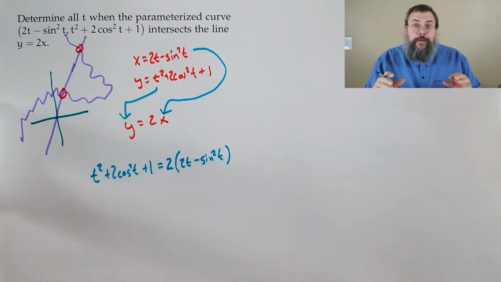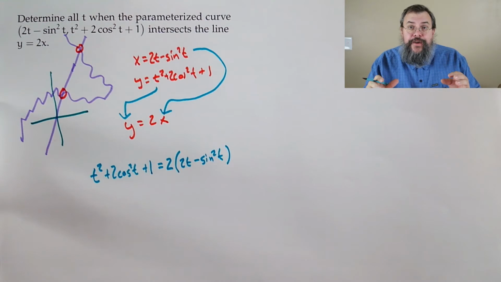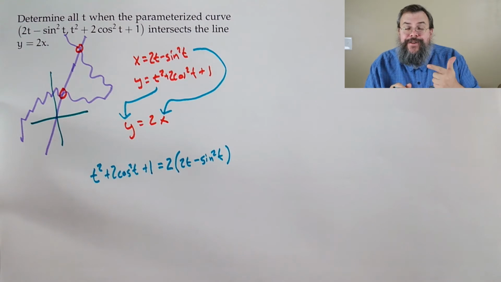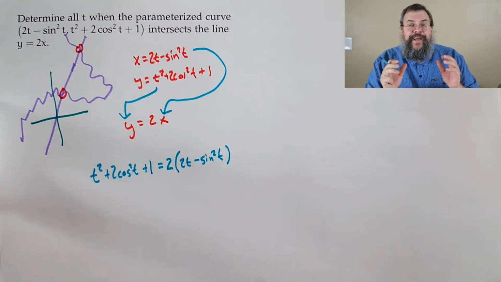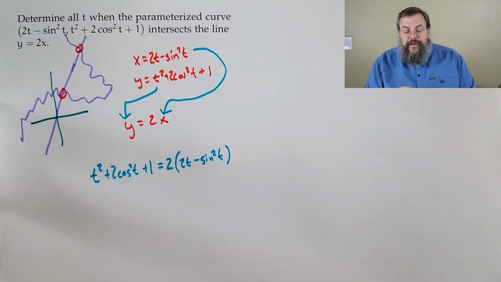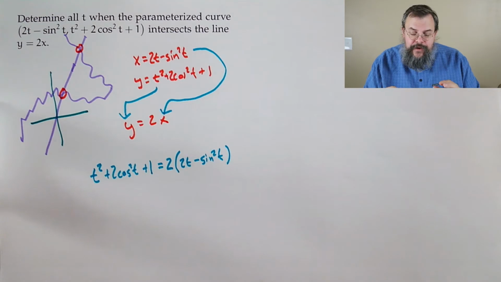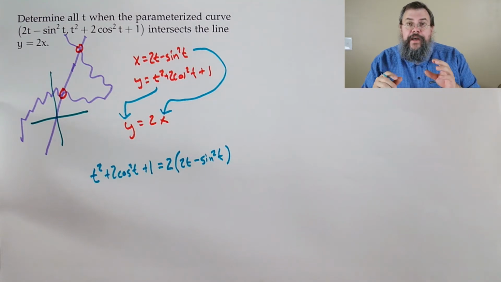Now at this point, we might be getting a little nervous, because what do we see? Well, we see polynomial and trigonometry. Ooh, that's a dangerous combination when we're trying to solve. But maybe it'll work out. So we forge ahead.